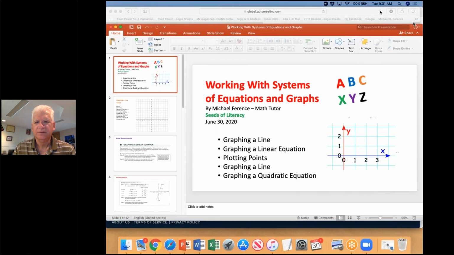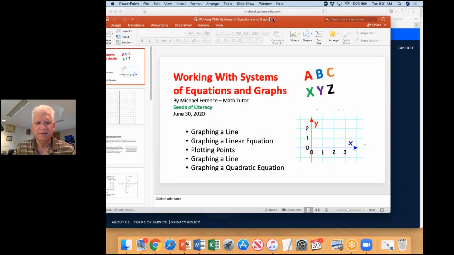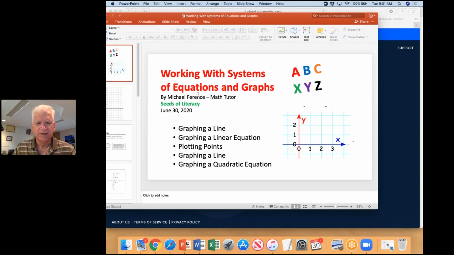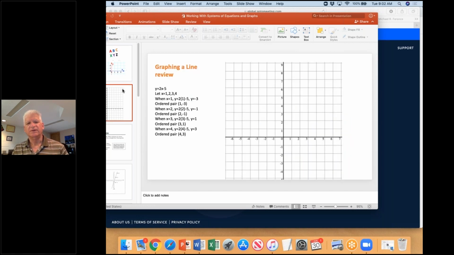I would like to share my screen with you now, and here we go. Show you my PowerPoint that I've created here. Again, our title is Working with Systems of Equations and Graphs. So we'll talk about graphing a line, a linear equation, plotting points, back to graphing a line, and then graphing a quadratic equation. Let's just start with a quick review of graphing.